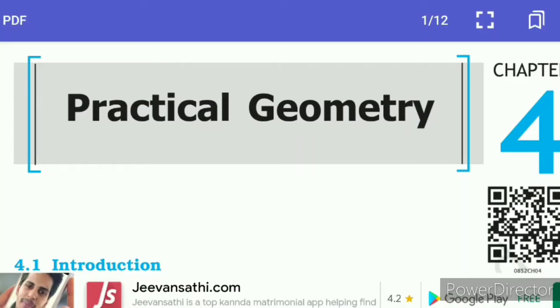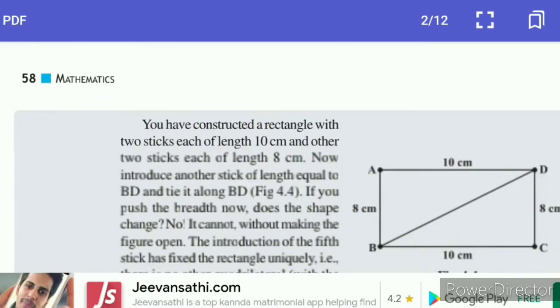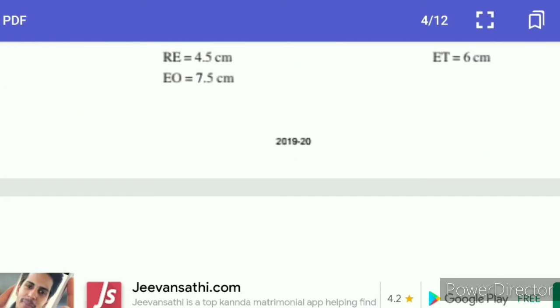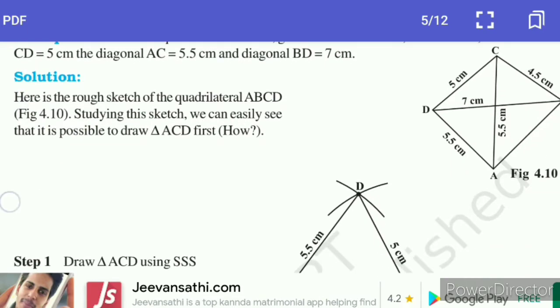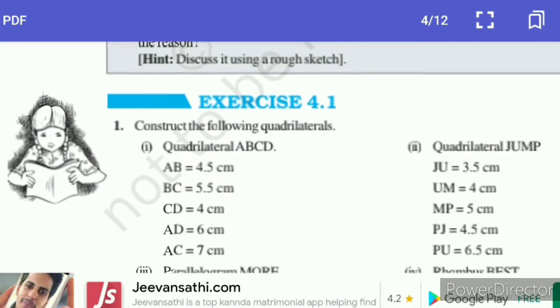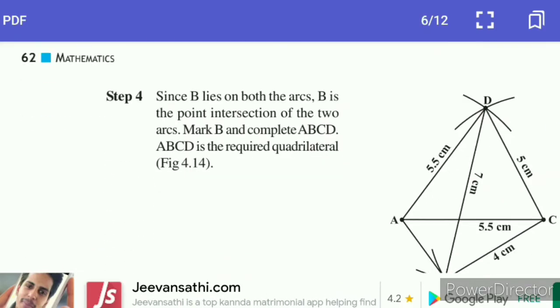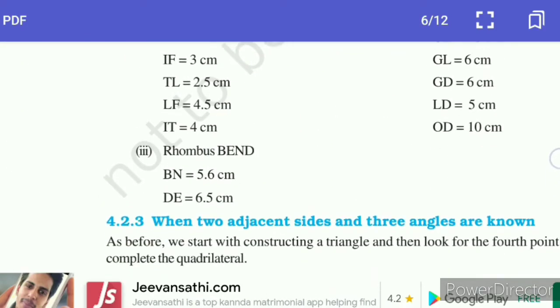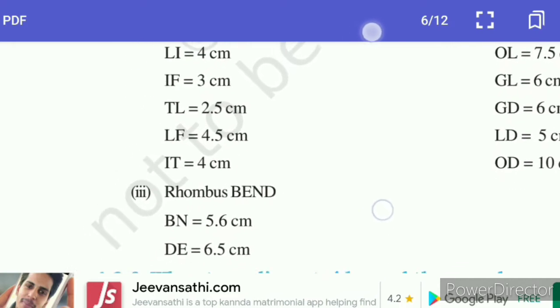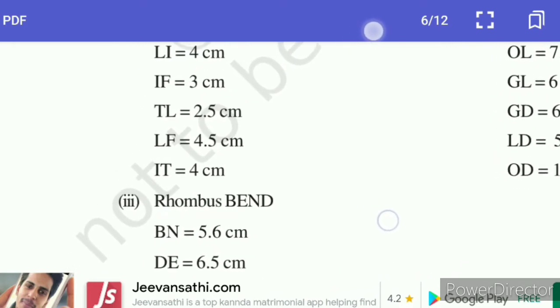Hello students, today we are going to start the new exercise 4.2 of chapter Practical Geometry. In this, totally 3 questions are there. I am not going to do the first two. It is reduced syllabus, so we don't want them again. It is about quadrilateral, so we don't want it. I will do only rhombus, the third question, okay? Rhombus BEND.